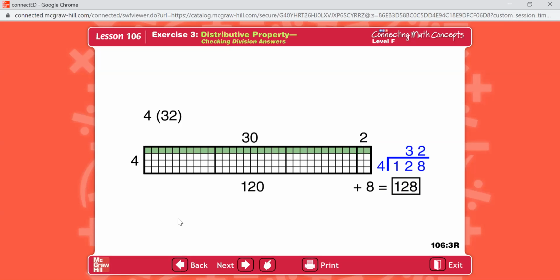D, 6 and 2/5. Pause the video now to work the problem on your own. Denominator remains the same as 5. 5 times 6 is 30. 30 plus 2 is 32. So 6 and 2/5 equals 32/5.